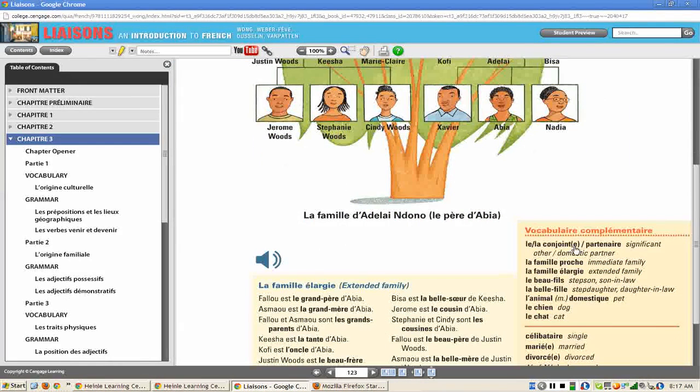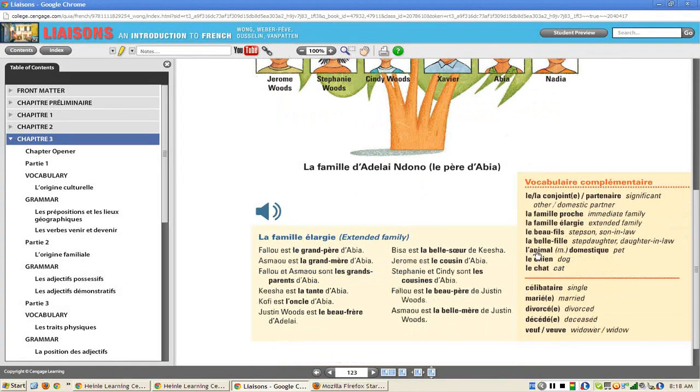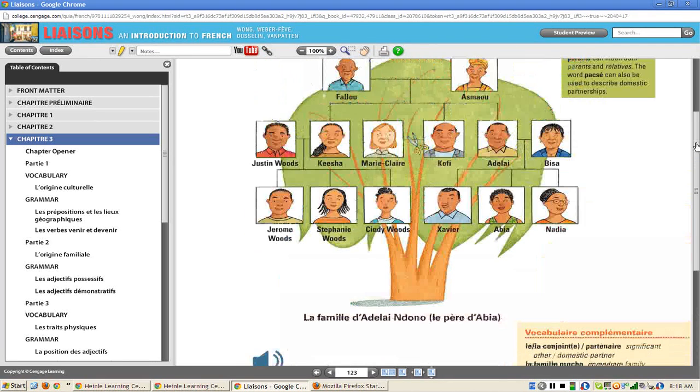Another way to talk about the partner is le conjoint ou la conjointe, or le partenaire ou la partenaire. You also have these words, la famille proche, so the immediate family is on the first page, et la famille élargie, it's the extended family. And you also have l'animal domestique, le chien ou le chat. So the book gives you all of these family members. There's also la tante d'Abia. Kisha est la tante d'Abia. Et Kofi est l'oncle. Voilà, l'oncle et la tante.